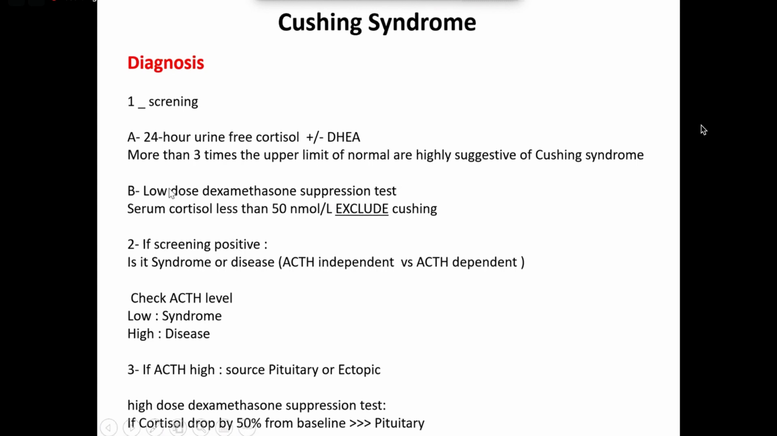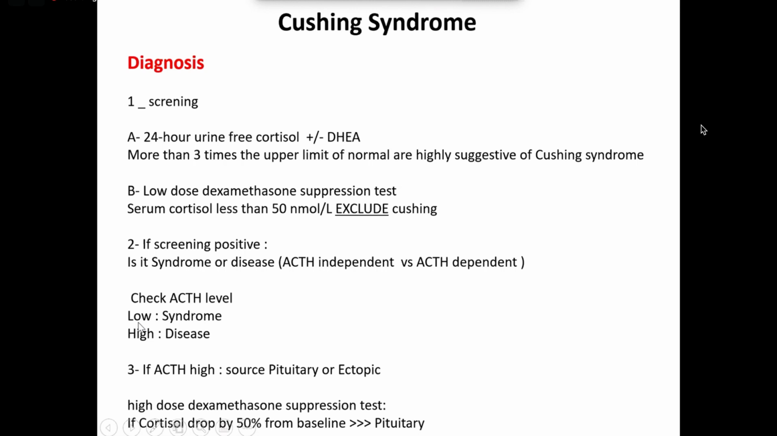The other screening test is the salivary cortisol level. Again, if it's more than 3 times the upper normal, this will be suggestive of Cushing. We need only one of those screening tests to be done. If it is suggestive of Cushing, the next step is to know whether it is ACTH dependent or ACTH independent. So at this time, we check the ACTH level.